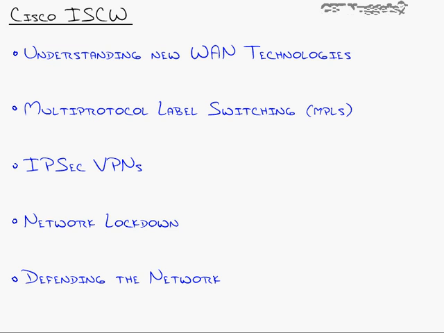MPLS is label switching, which is implemented on top of existing LAN technologies. We'll talk about how that works and why it's going to change the world. World-changing things here. Then look at these last 3 topics, and by far, this is the vast majority of the video series. I want to just give you some perspective here. Understanding new WAN technologies, probably about 4 videos. Multiprotocol label switching, 3 videos.